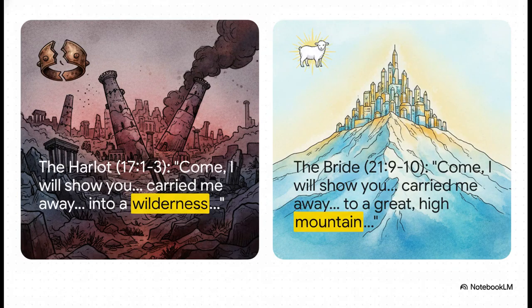And you can see this artistry in action right here. I mean, just look at the language used to introduce the visions of the corrupt city, Babylon, and the holy city, New Jerusalem. The phrasing is almost identical. This is not a coincidence, folks. It's a deliberate parallel, designed to set up this stark, unforgettable contrast between the 2 great symbolic women of the apocalypse, the harlot and the bride.